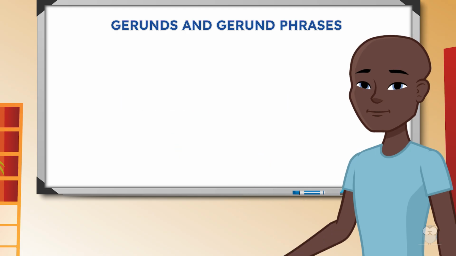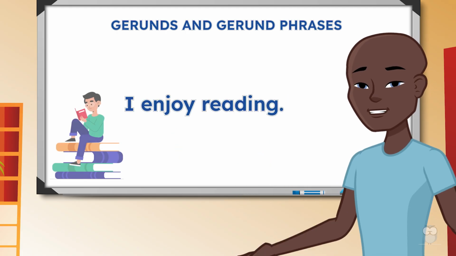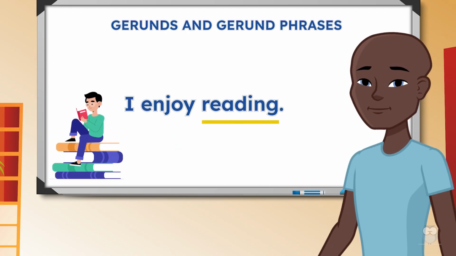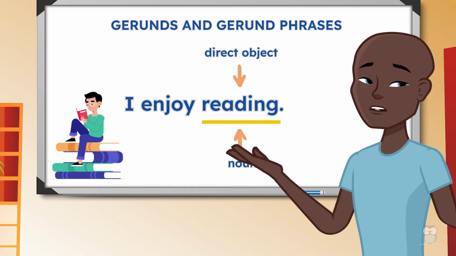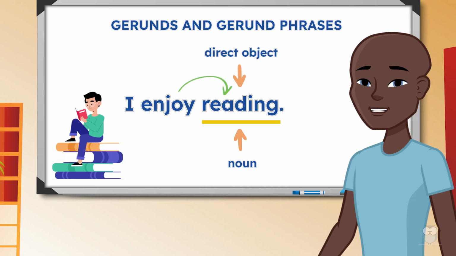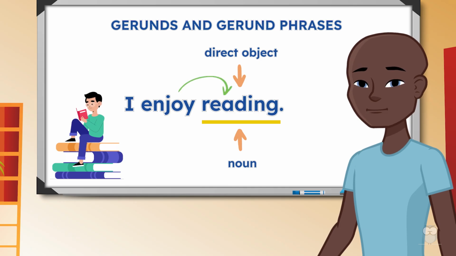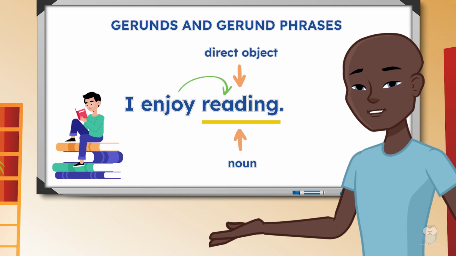Here's another one. I enjoy reading. See the gerund? It's reading. Specifically, it's functioning as a noun in this sentence and working as a direct object. What do I enjoy? I enjoy reading. Reading receives the action of the verb enjoy, so that's your direct object. Because it's a verb form ending in ing and functioning as a noun, we call it a gerund.